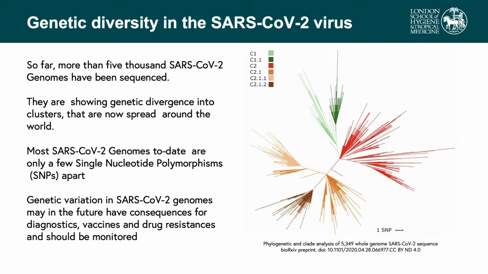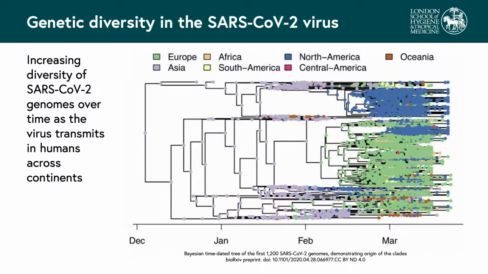In this picture, we have a Bayesian time-dated tree, and you can see back in January, the number of viruses was relatively small, but by March, this tree has 1,200 genomes, and you can see that diversity increasing rapidly. And we've colored it by the different continents, and you can see there's some strains are more common, for example, in North America, and some in Europe by the different colorings. And this might mean that the diagnostics, for example, might need to be a little bit different depending on where you are.